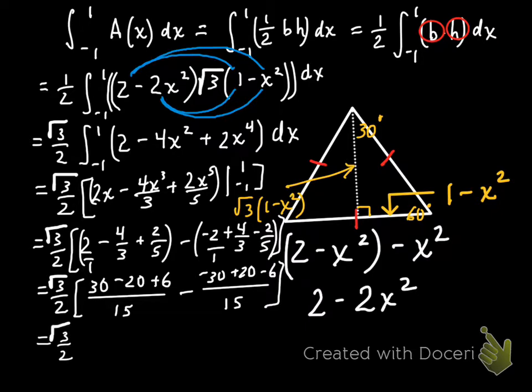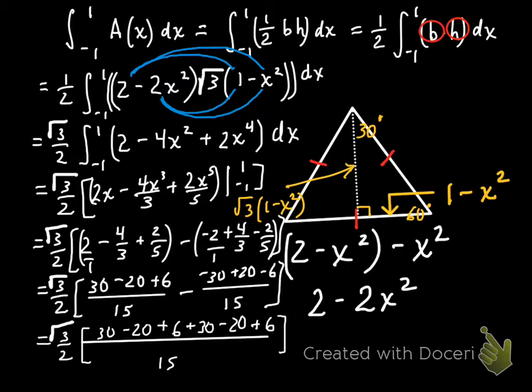This is root 3 over 2 times one monster fraction with all 6 terms, which equals root 3 over 2 times 32 over 15. This would be in units squared. Excuse me, this would be in units cubed as we're looking at a volume.